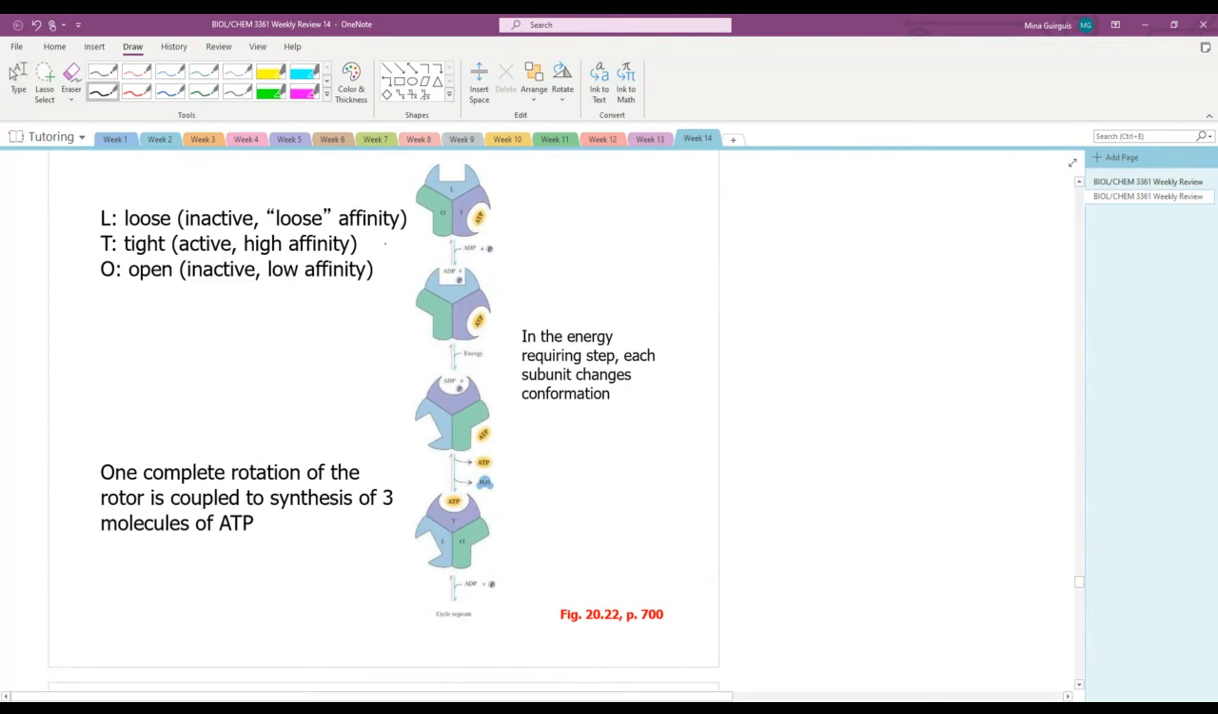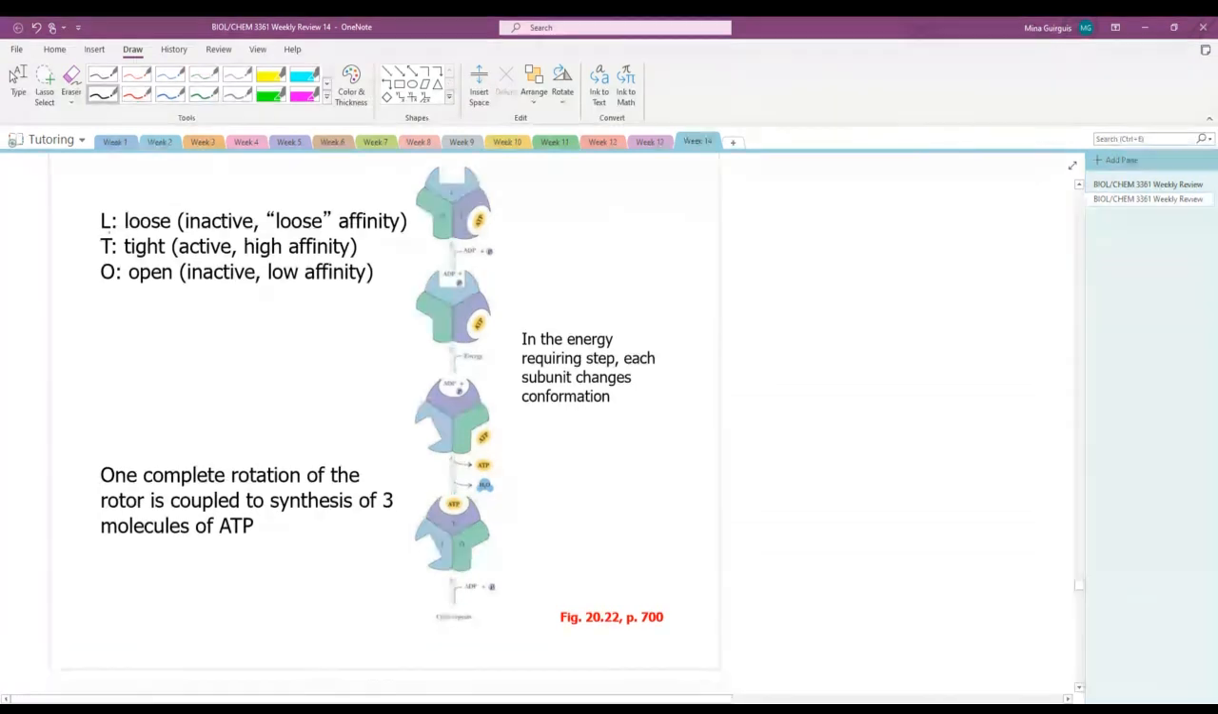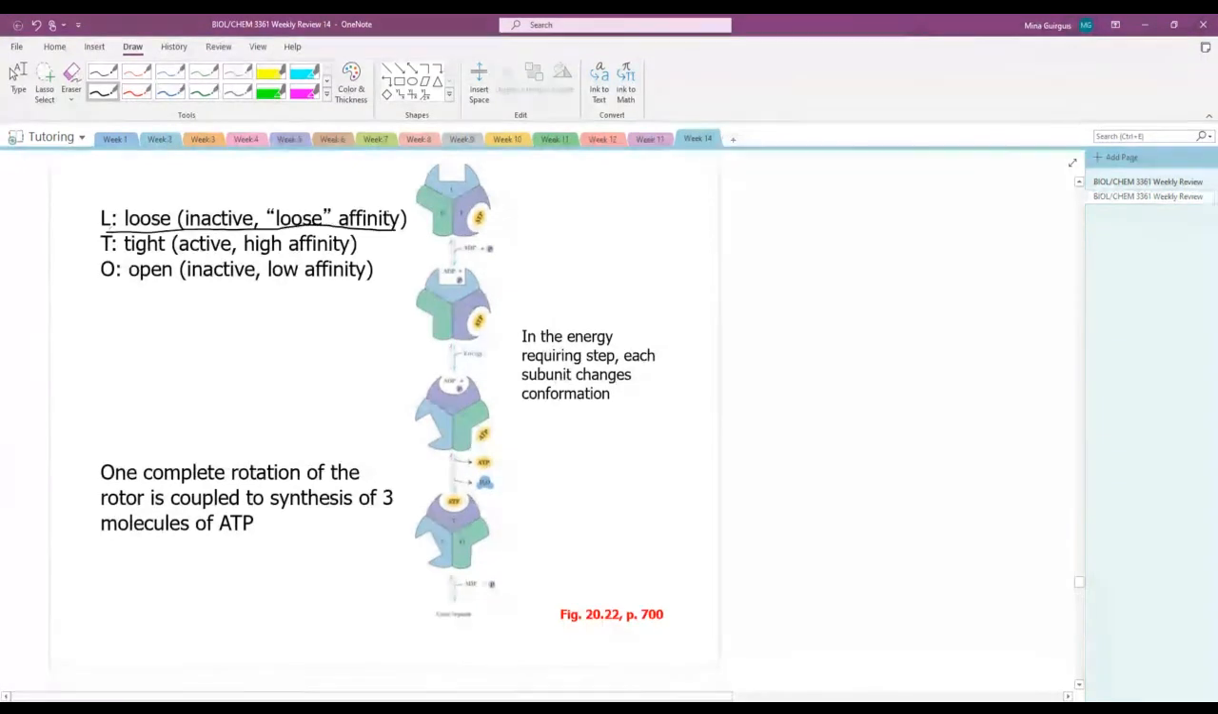We're going to think about this with a similar perspective, but knowing that it's different. So you have this loose subunit, which is inactive and has what's called a loose affinity. We have our tight subunit, which is active and has a high affinity. So this is the one that's reacting. And then finally, the open one is inactive with a low affinity. We need one complete rotation of the rotor to synthesize 3 molecules of ATP.